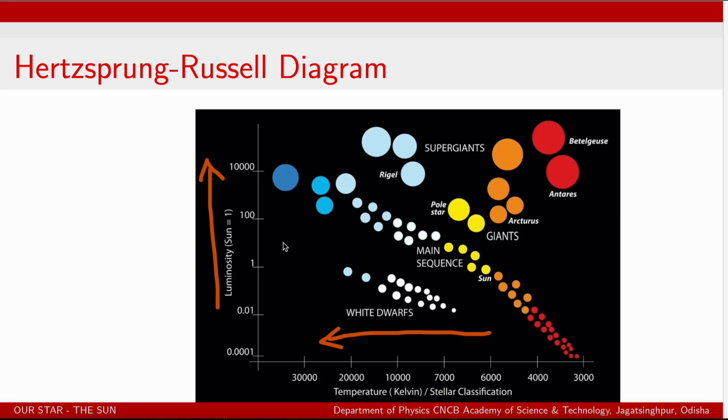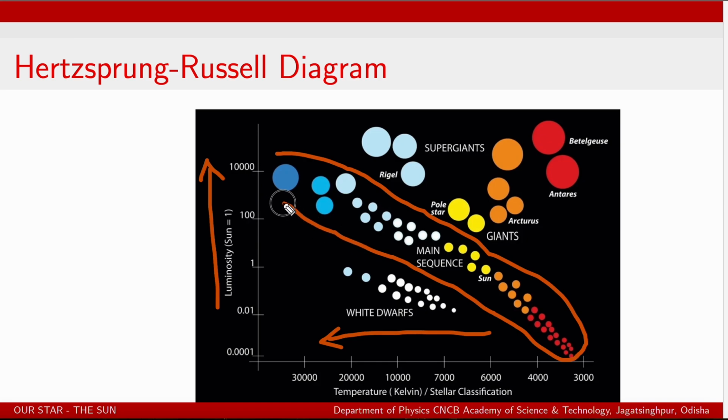So this is a plot of luminosity versus temperature of the stars. In this section, which is called the main sequence, all the stars that are there are alive. By alive, I mean the gravitational force of the star is balanced by the radiation pressure. And this is where our Sun is situated in this graph.